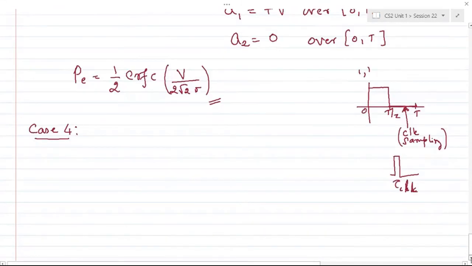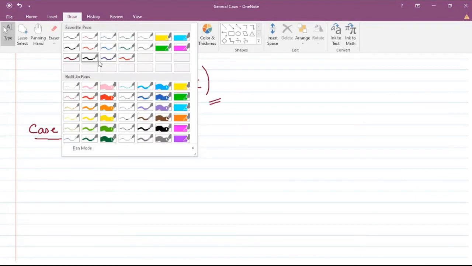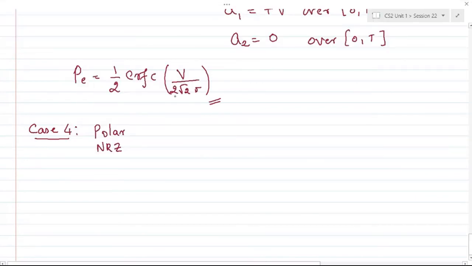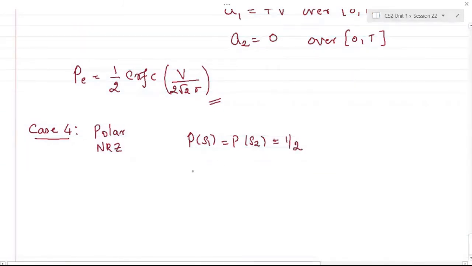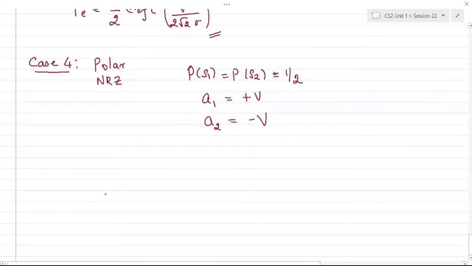The case 4 would be the case with the polar NRZ, non-return to zero scheme. In the case of polar NRZ, what is the difference between case 3 and case 4? The probability of symbol occurrence is again equally likely, that's what we have assumed in the line coding scheme as well. But what is A1? A1 is plus V. If bit 1 is represented as plus V, bit 0 we represent the other way around as minus V. So that's your polar NRZ scheme.